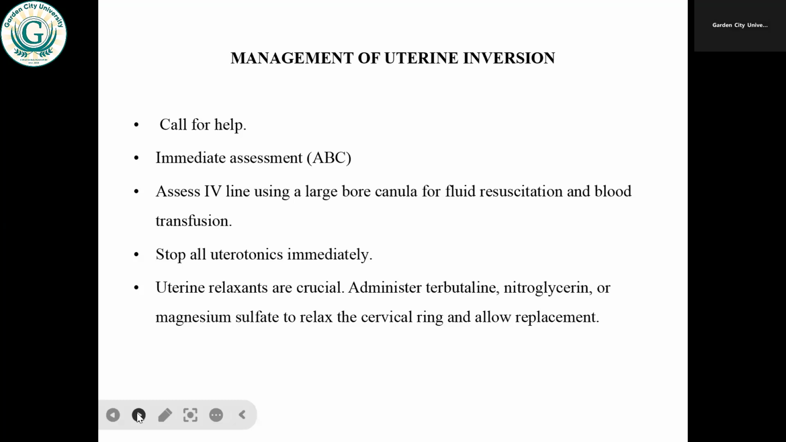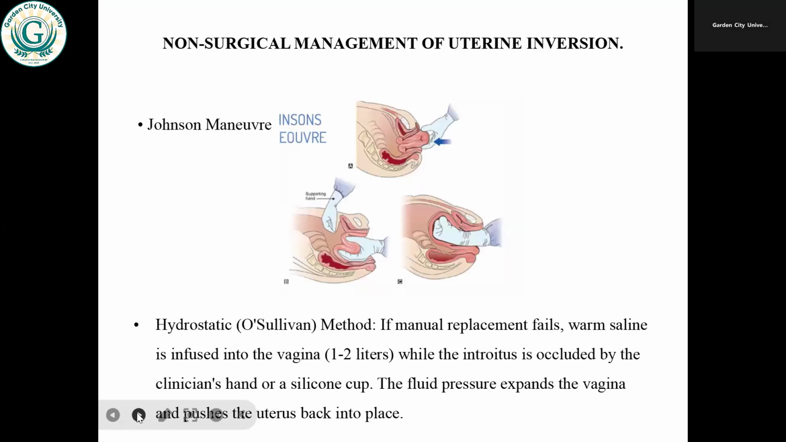Next slide. With the management of uterine inversion, we have the non-surgical management and then the surgical management. So with the non-surgical management, we have the Johnson's maneuver. And with the Johnson's maneuver, we call it the manual replacement of the uterus.